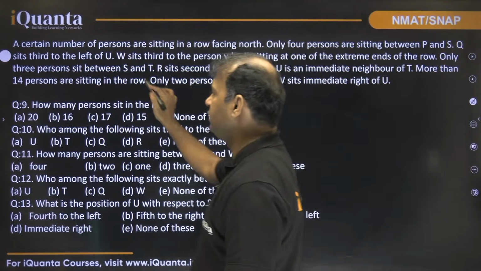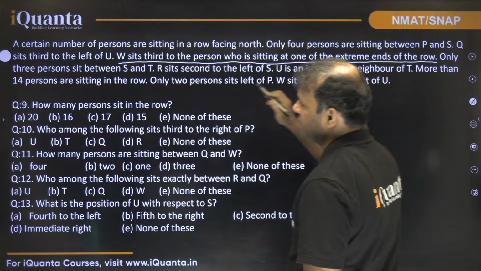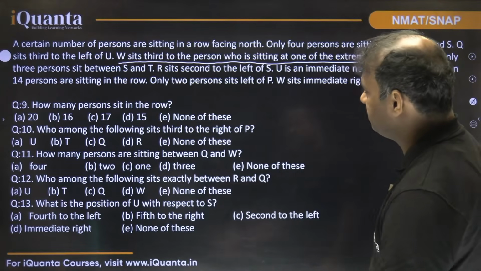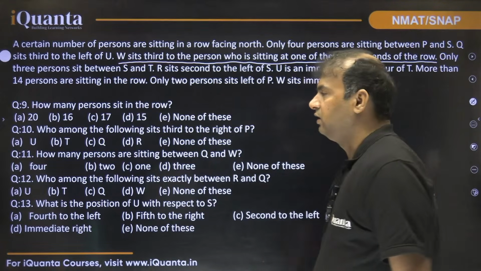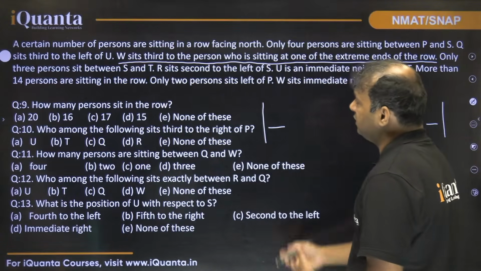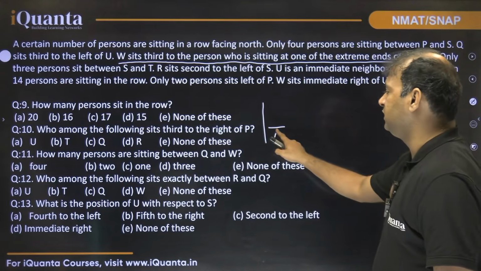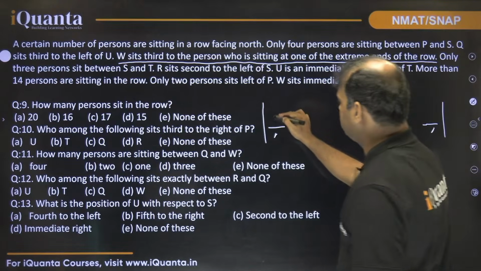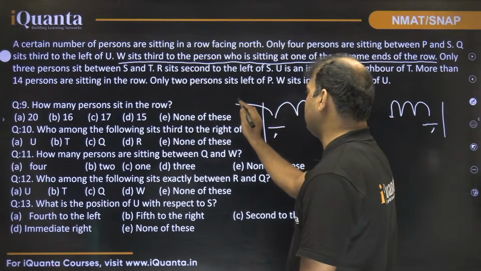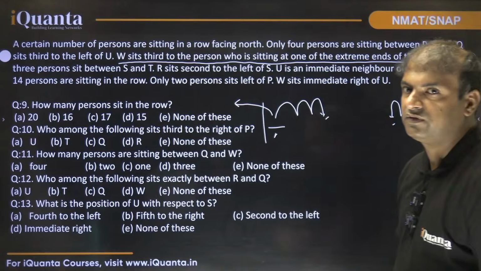the row. Guys, this point is very important and slightly challenging to understand as well. W is third to the person who is at one of the ends of the row. Let's say these are the end places. So W is third to the person sitting at the ends. Means W is third to either this person or this person, right? So third to this would be obviously this one, and third to this person would be this one, because obviously there is no left here and there is no right here, very obvious. So either W is here or W is here, right? This is the meaning of this point.